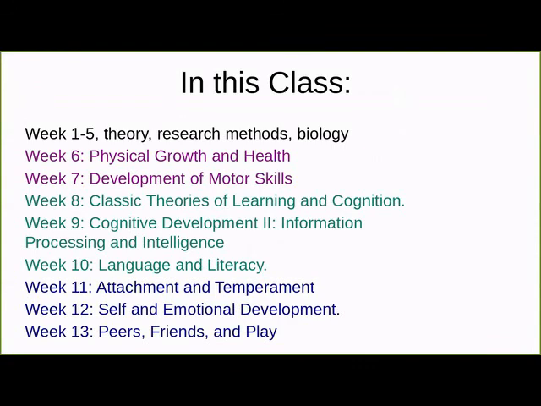Now, in this class, I organize these topics as the structure of our weekly modules. The first 5 weeks are background in child development. What are the major theories in child development? What kind of research methods do we use to answer questions about child development? How do our biological underpinnings impact our development over time? Then there are 2 weeks that focus more on the physical domain, about physical growth and the development of motor skills. There are 3 modules that focus more on the cognitive domain, and there are 3 more that focus on the social and emotional domain.